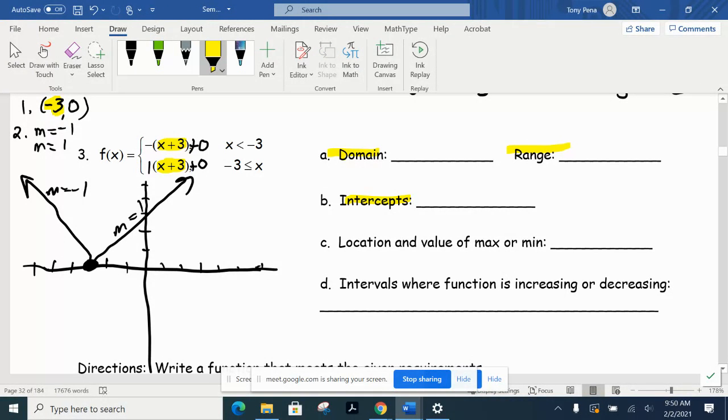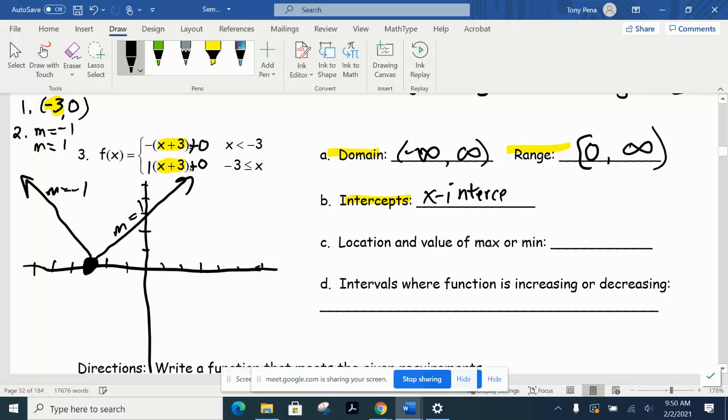Okay, so our domain, if we look, wouldn't this have to go left and right forever? Our range, our lowest, smallest y value is at this point right here. That's on the x-axis, so that's the y value of 0. And then we increase forever. Our x-intercepts, we have one now, finally. And it's just this point right here. That's the x-intercept at -3.